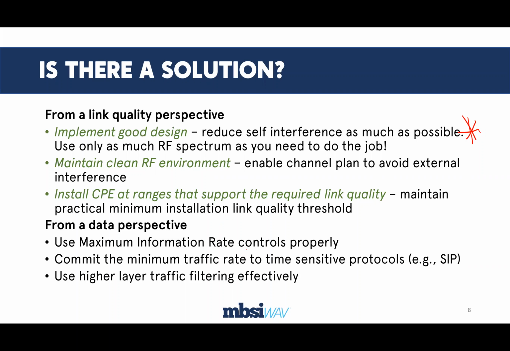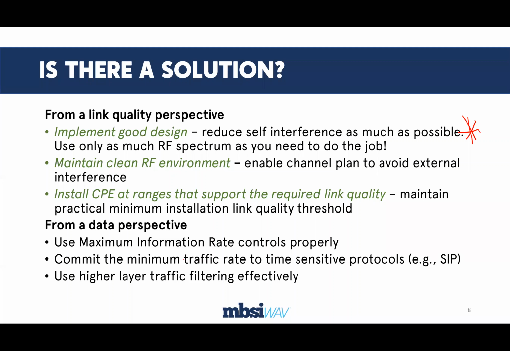I need to commit some bandwidth to, if I have time-sensitive protocols like SIP running on my network for VoIP, I need to be able to commit some time to it, but I need to intelligently commit the time so that I am not overly committing time to this. If I need 80 kilobits per second, there's no point in me setting that committed information rate to 1 megabit because I'm going to be wasting 900 kilobits of that.